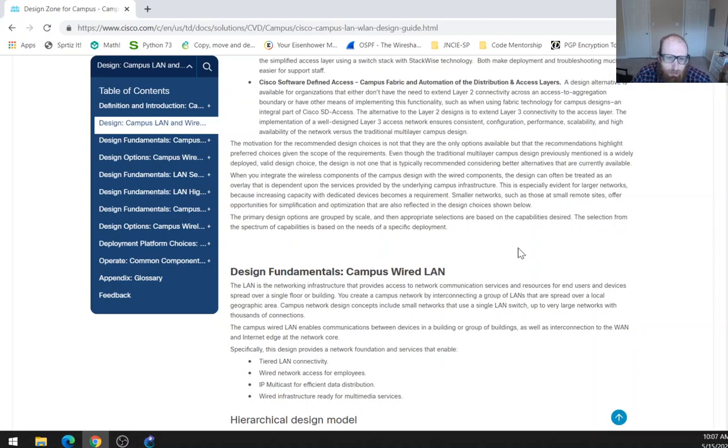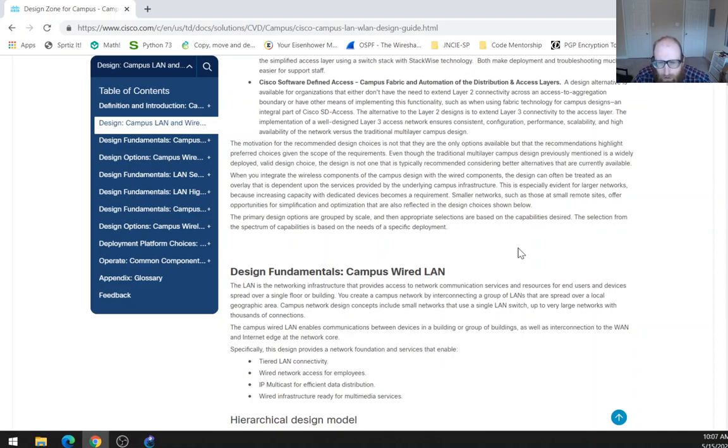The motivation for the recommended design choices is not that they are the only options available, but that the recommendations highlight preferred choices given the scope of the requirements. Even though the traditional multi-layer campus design previously mentioned is a widely deployed valid design choice, the design is not one that is typically recommended considering better alternatives that are currently available.